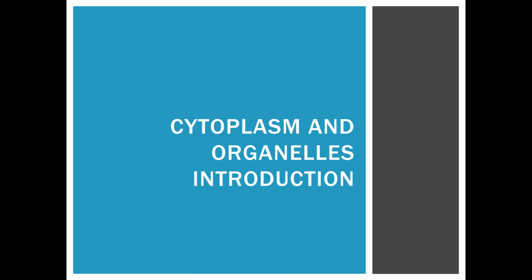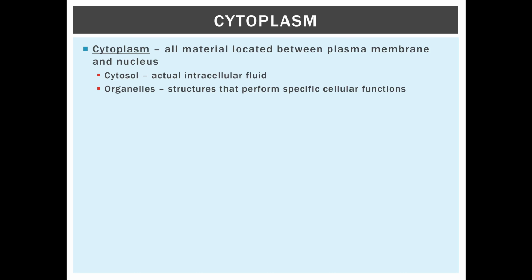So now we will talk about the cytoplasm, and then we will introduce organelles before getting into the specifics of them. So the cytoplasm is a definition for all of the material that is located between the plasma membrane on the outside of the cell and the nucleus of the cell. Cytosol is the term for the actual intracellular fluid, which is the fluid inside the cell. And then organelles are structures that perform specific cellular functions.